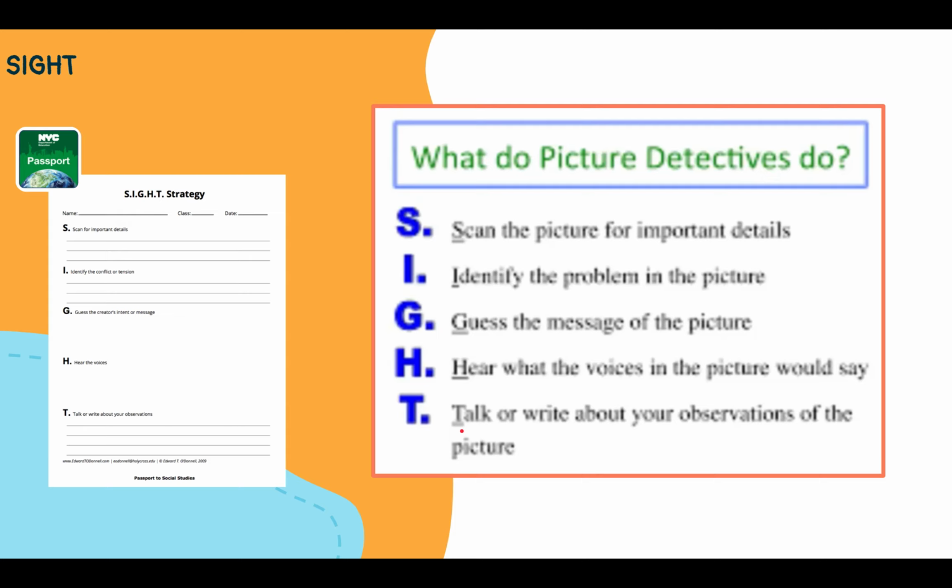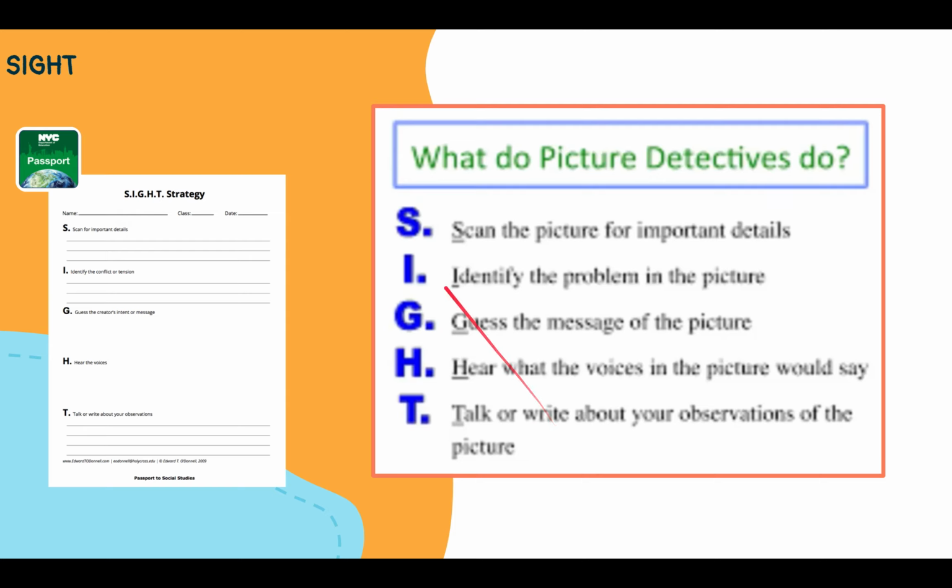In order to be awesome picture detectives, we want to first be able to scan the picture for important details. Then identify the problem or situation in the picture. We then want to be able to guess the message of the picture. Why was this picture made? What does the artist want the audience to understand? Then we want to hear what the voices in the picture would say. Then, finally, we want to talk or write about our observations of the image.